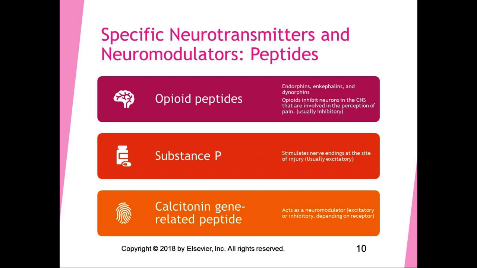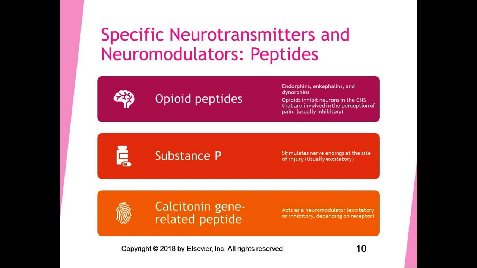There are another group of neurotransmitters that are peptides. Opioid peptides, our natural endogenous opioids, they're endorphins, enkephalins, and dynorphins. They inhibit neurons in the central nervous system that are involved in the perception of pain. So those endogenous opioids are usually inhibitory, as are the drugs that mimic them.